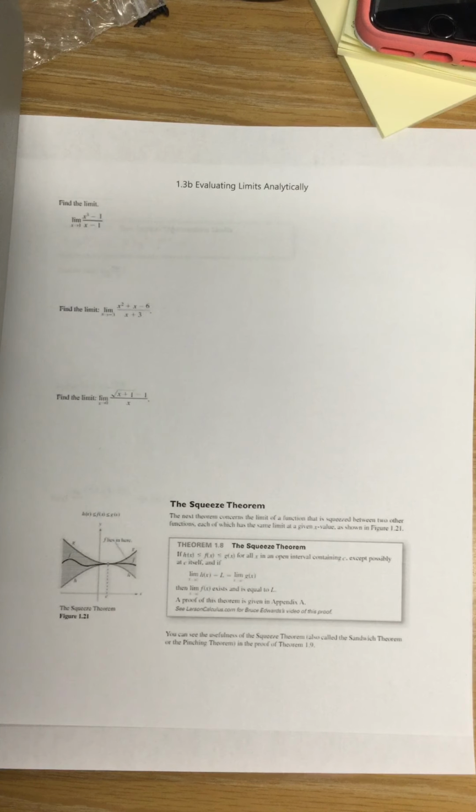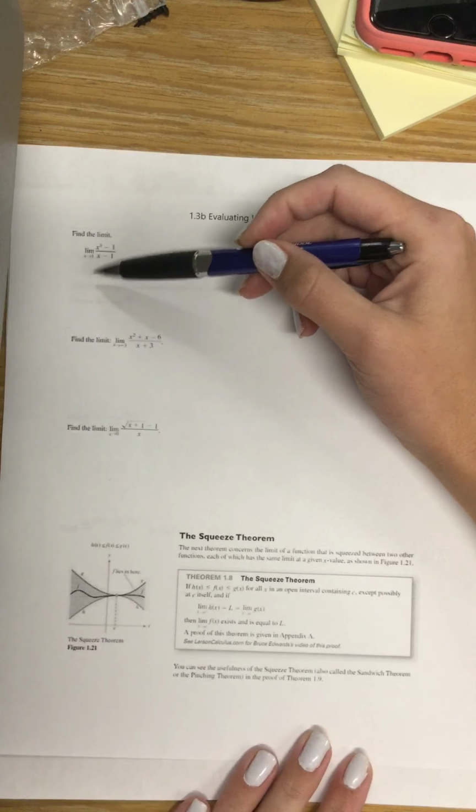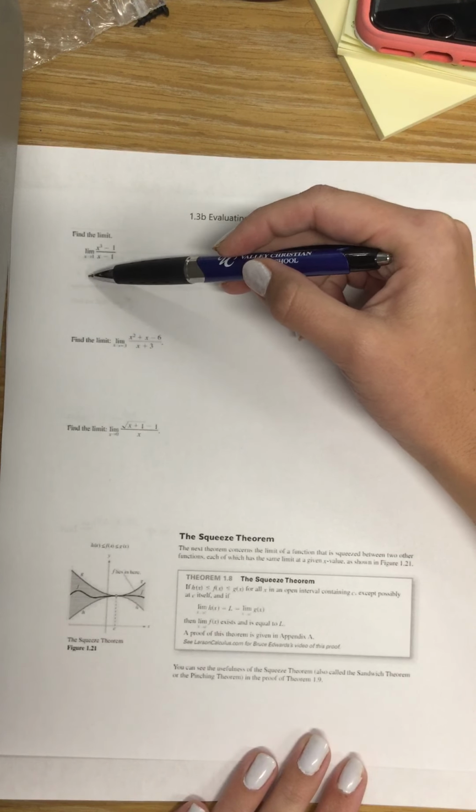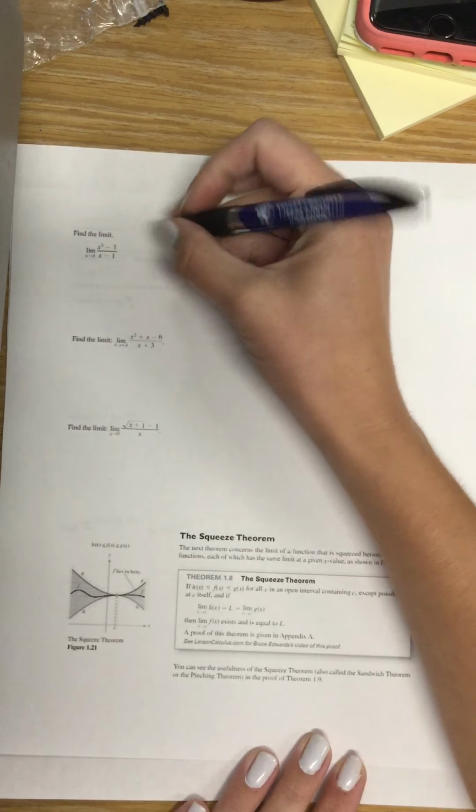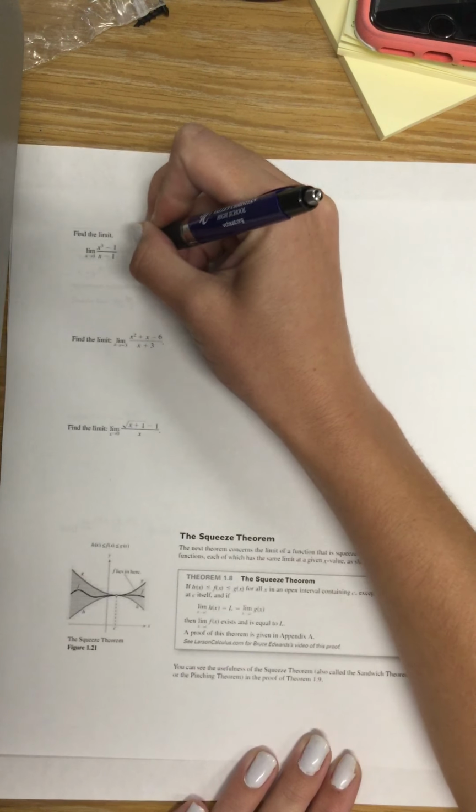Yay, we get to do some more analytical limits. So today what we're looking at is some different kinds of limits. This says the limit as x goes to 1 of this function. Well, let's see what happens if we plugged it in.